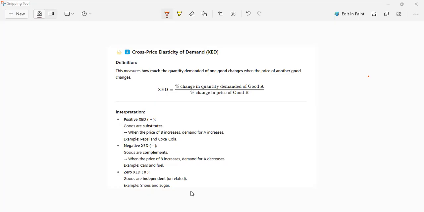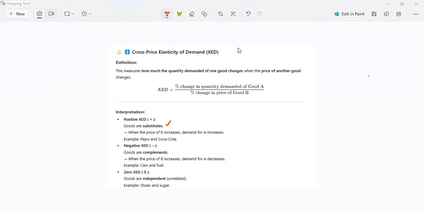So if you get a positive elasticity of demand, it means these are substitute goods. When the price of good B increases, it causes the demand for good A to increase. So if you are going to demand more of a good because the other one has gone up, it means these goods are competing, they're substitute goods. So you get a positive elasticity of demand.